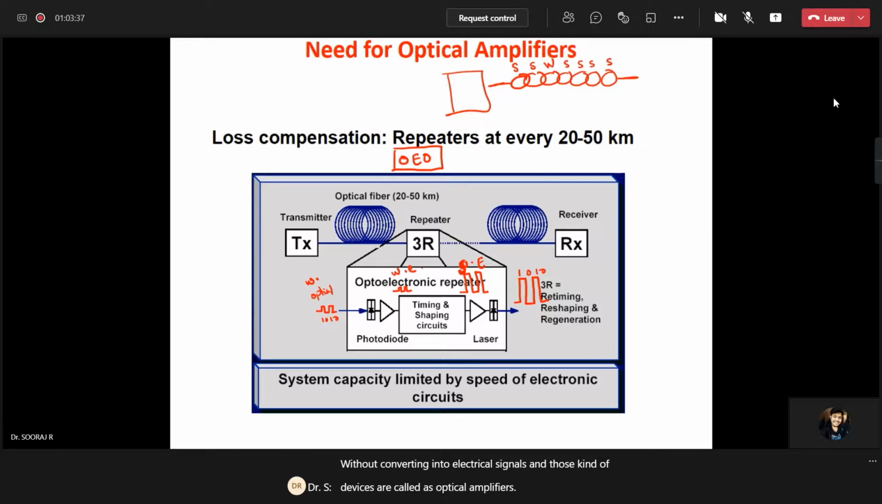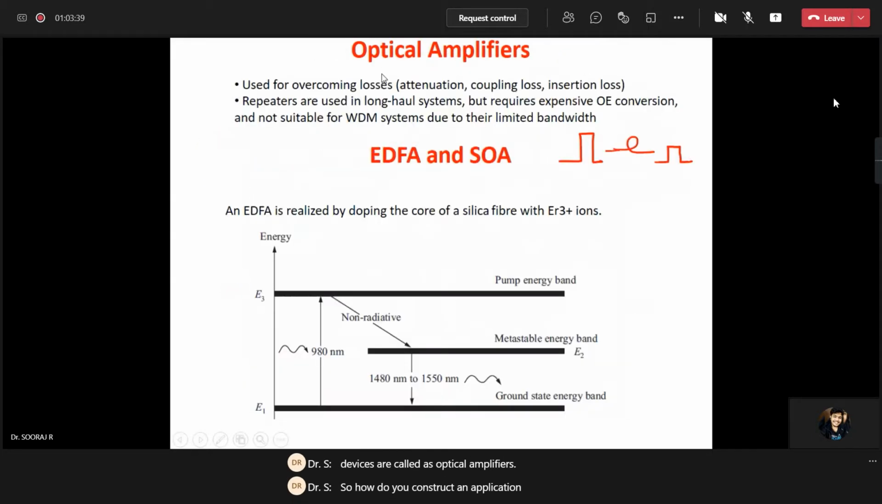So how do you construct an optical amplifier? The amplifier is constructed like this. Those kinds of amplifiers are, in fact, optical fibers. They are a special class of optical fibers. Those fibers are called optical fiber amplifiers. So these are special fibers.